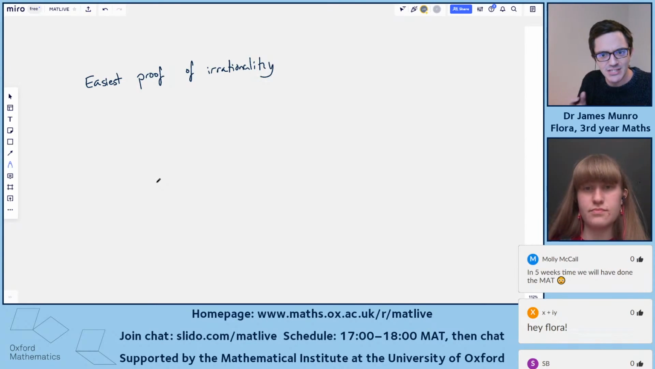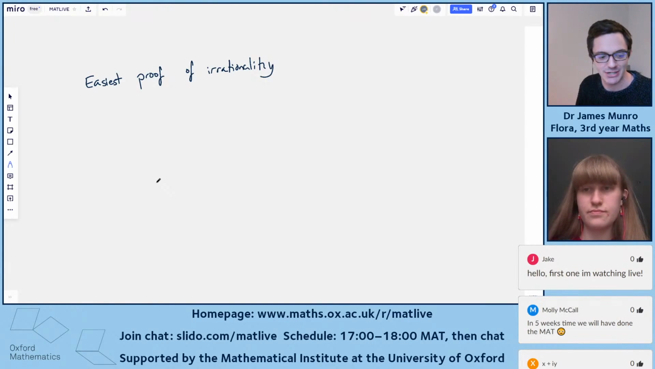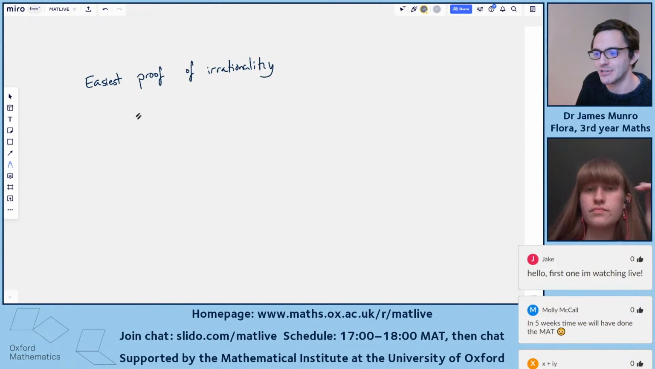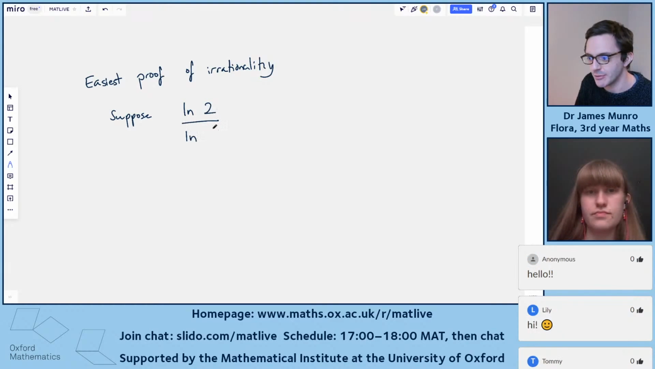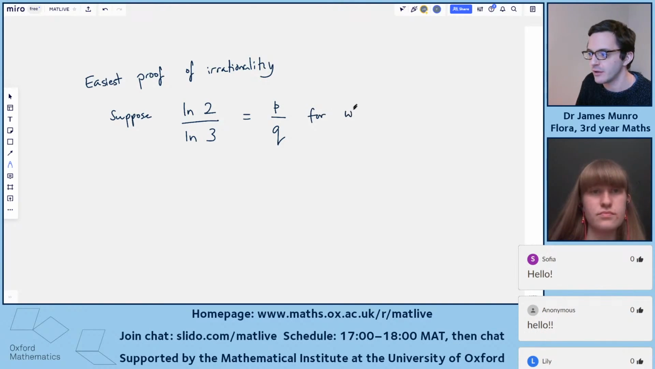And there's this proof that lots of people know, maybe you learn it in school or something, that the square root of 2 is irrational. At university, someone showed me a proof that's simpler, it's easier. So it's easier to prove that this number is irrational. The proof works like this. Suppose that this number, natural logarithm of 2 divided by natural logarithm of 3, is rational. Suppose that it's p over q for some whole numbers p and q.